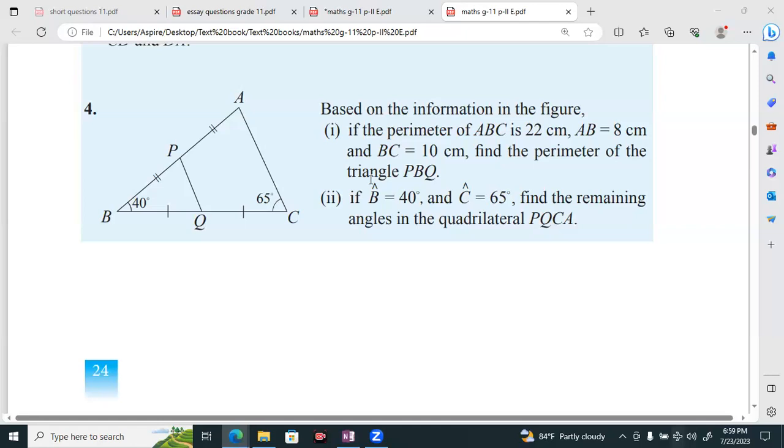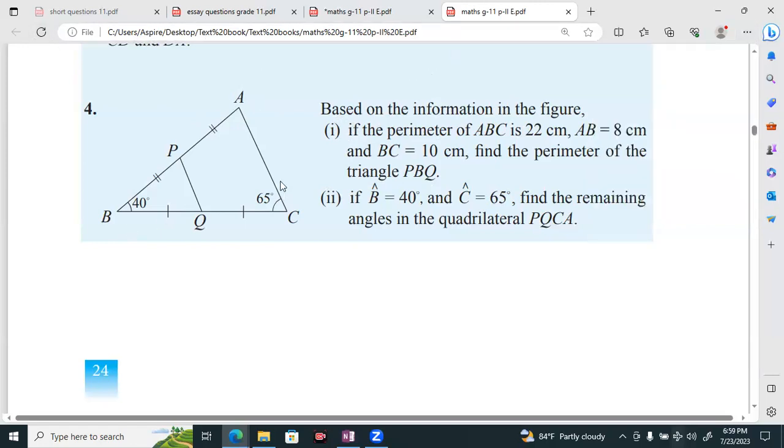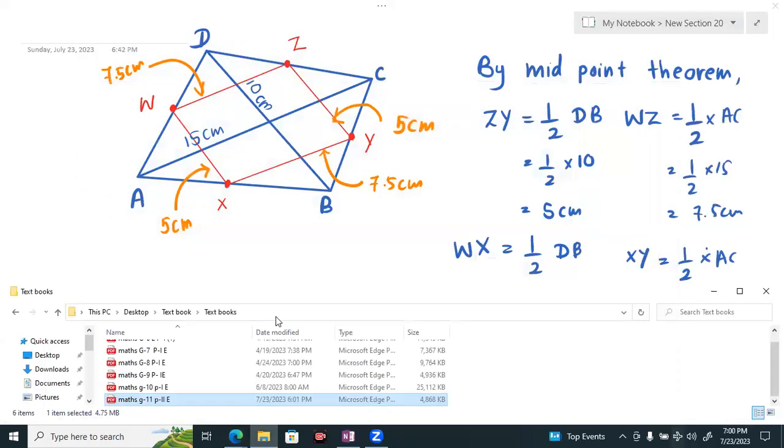Look, based on the information in the figure, if the perimeter of ABC is 22 centimeters. So what is ABC at this moment? ABC is the triangle. The perimeter of triangle ABC is given as 22 centimeters. Right? And they have given that AB is equal to 8 centimeters and BC equal to 10 centimeters. Okay?